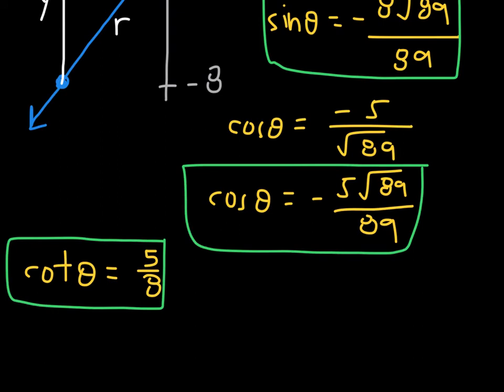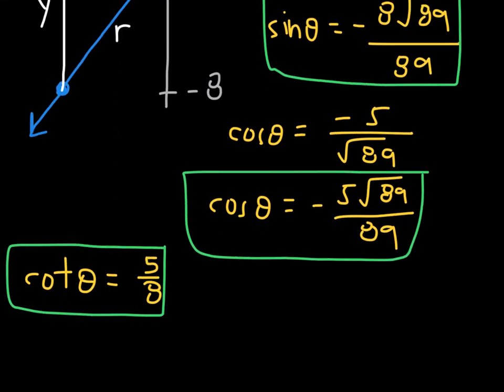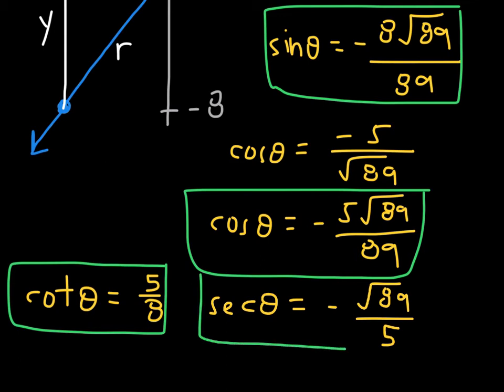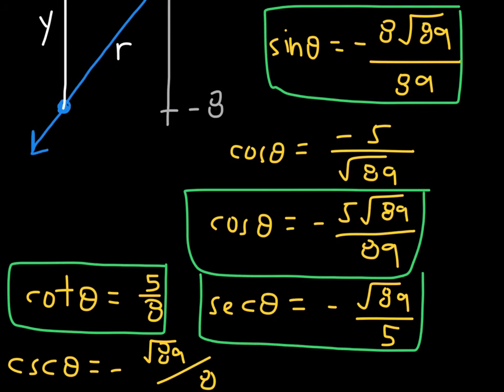Secant and cosecant are just the reciprocals of cosine and sine, okay? So secant, the reciprocal of cosine, will just be negative root 89 over 5. That is secant. And then finally, cosecant of theta is the reciprocal of sine, so it'll just be negative root 89 over 8. Okay, there's our final answer there. All right, very good, guys. This is good stuff.